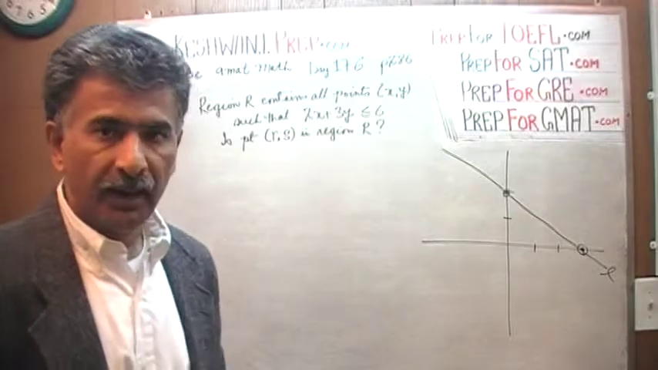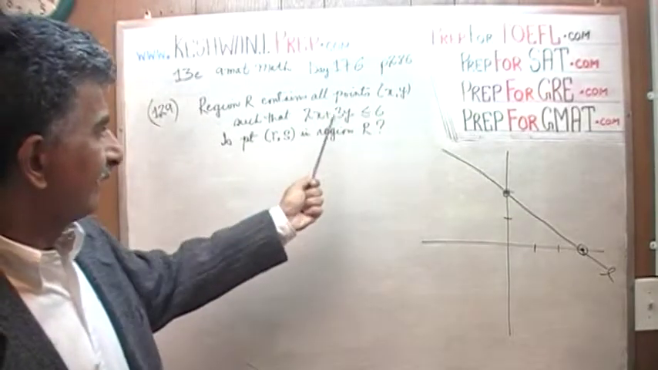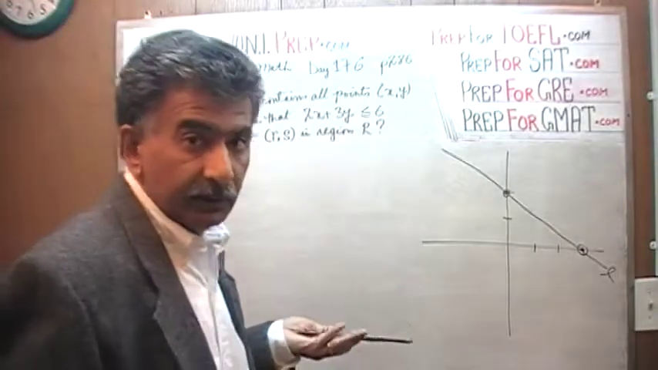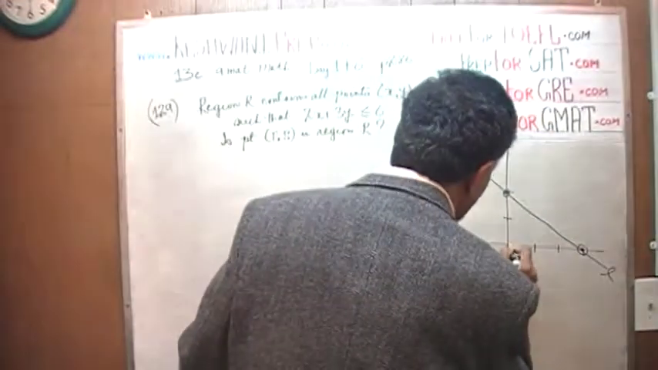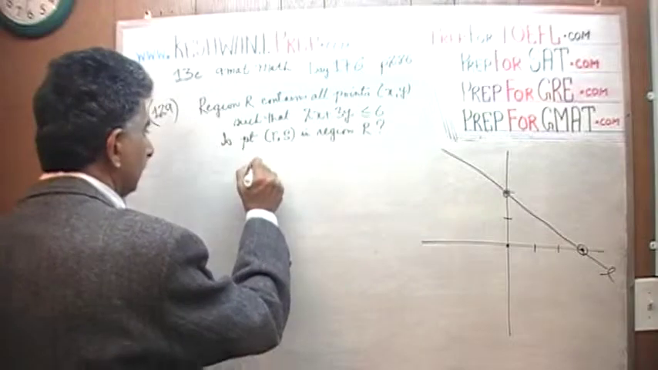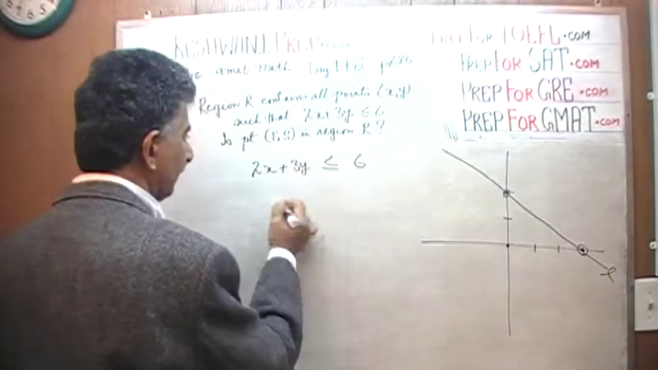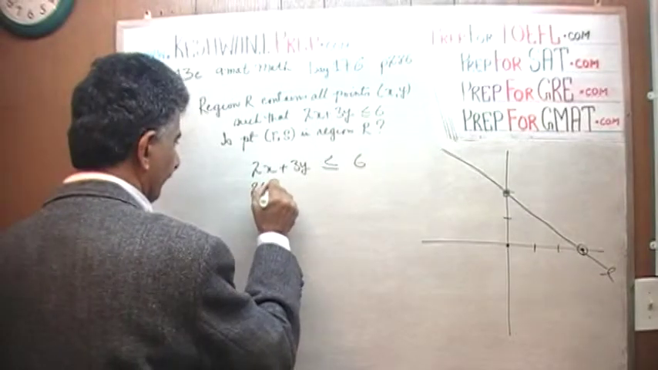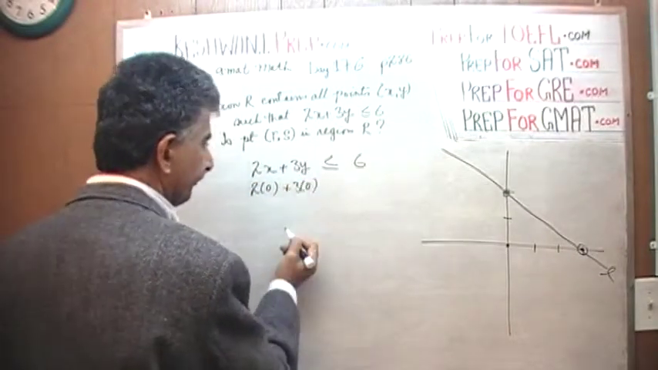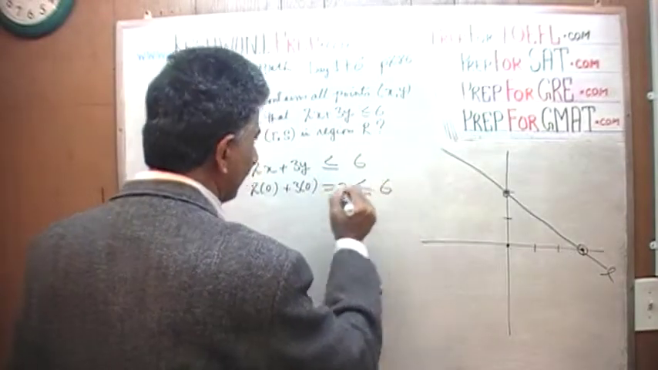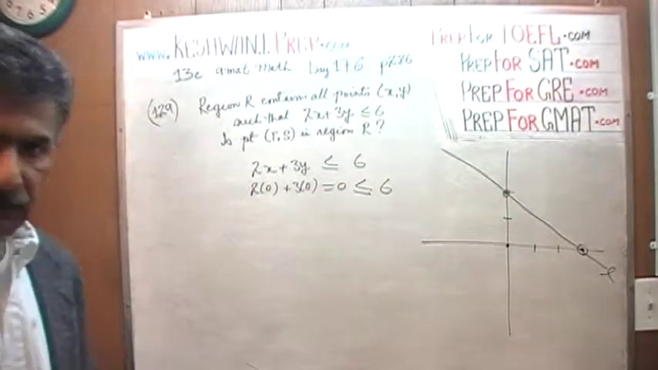Pick one point and ask yourself, is that something that satisfies this condition? And if the answer is yes, then that's the region. For example, the easiest point to talk about would be the origin. At the origin here, we are told that 2x plus 3y has to be less than or equal to 6. At the origin, x is 0, and so is y. And therefore this whole thing is equal to 0, which in fact is less than 6.